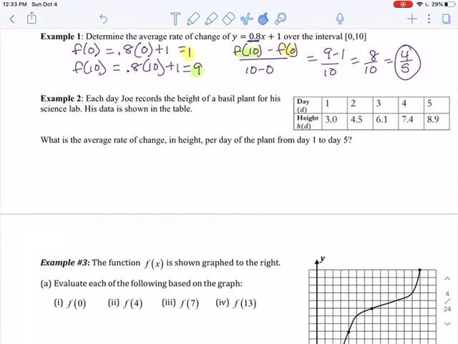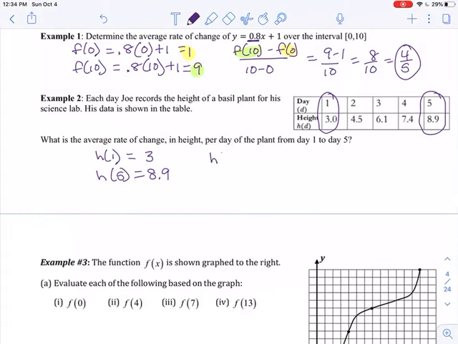All right, example 2, we're going to be looking at a chart. Each day, Joe records the height of a basil plant for his science lab. His data is shown in the table. I have days across the top, 1, 2, 3, 4, 5, and I have the height across the bottom, 3, 4.5, 6.1, 7.4, 8.9. What is the average rate of change in height per day of the plant from day 1 to day 5? So I'm going to figure out the height at day 1 and the height at day 5. At day 1, my height is 3. At day 5, my height is 8.9.